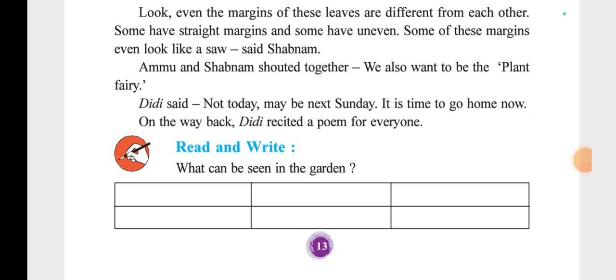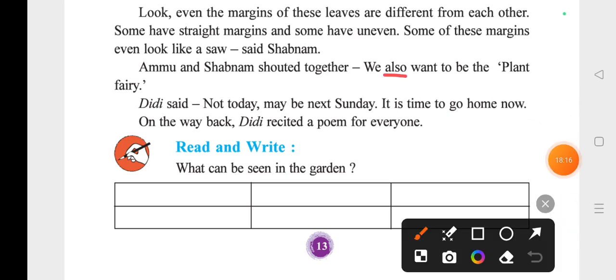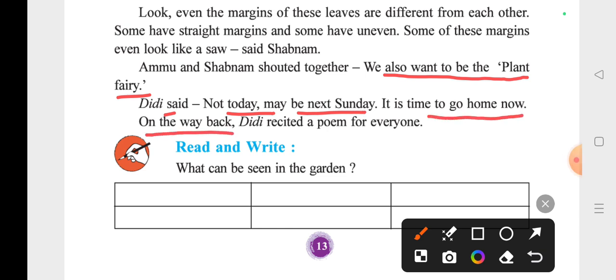Now, Amu and Shabnam shouted together, "We also want to be a plant fairy." Didi said, "Not today, maybe next Sunday. It is time to go home now." On the way back, Didi recited a poem for everyone. Yes, children, now Amu and Shabnam also got excited. Both were excited and said that they wanted to be a plant fairy. But Didi said, "No, we will go home because we are already late." Okay. So after that, Didi recited a poem for everyone.